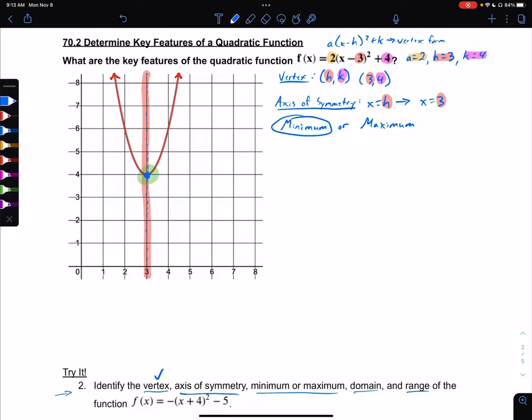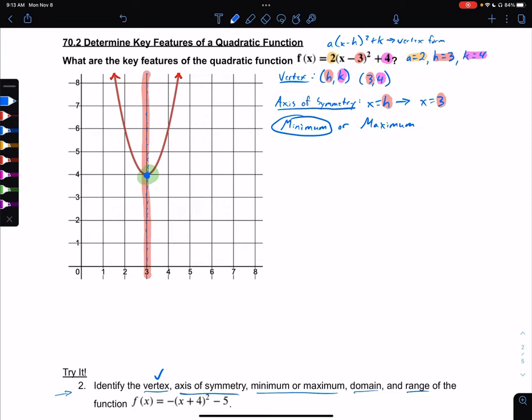What helps in terms of that, if you don't have the graph, is just determining whether your graph opens upwards or downwards. Since the a value, that 2, is positive, that tells me the graph is going to open upwards, which means since it's going up, my vertex is a minimum. It's going to be the lowest point. If I had a parabola that was opening down, then this vertex would be the highest point, or that would be a maximum.